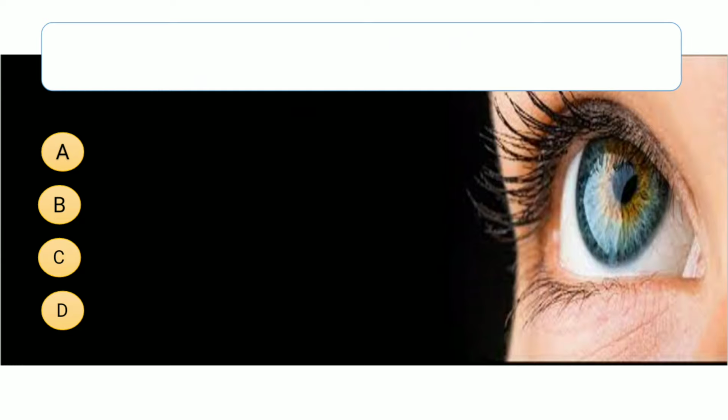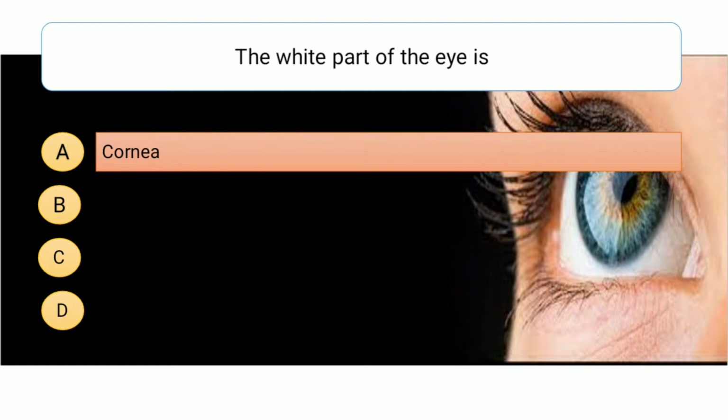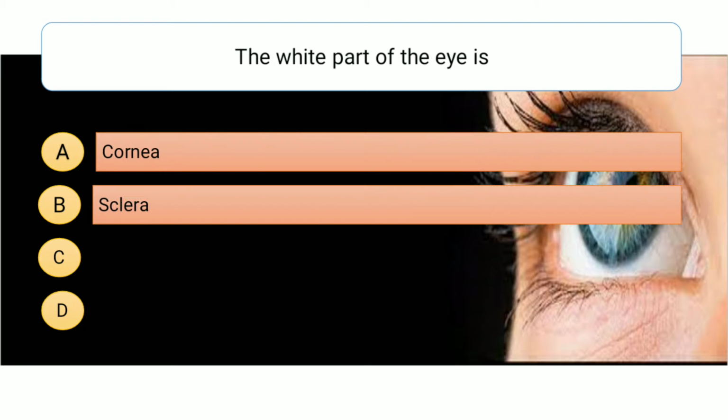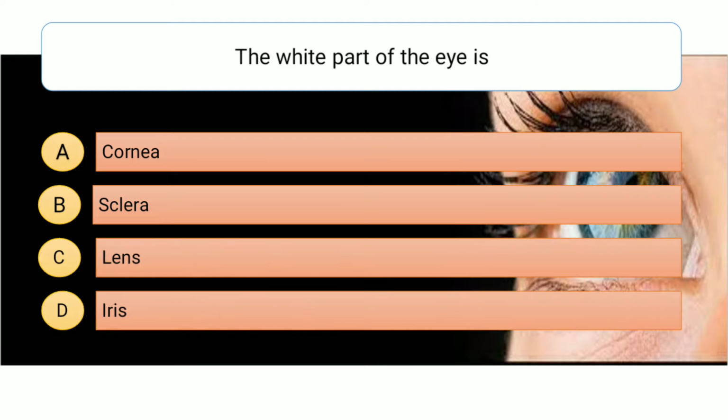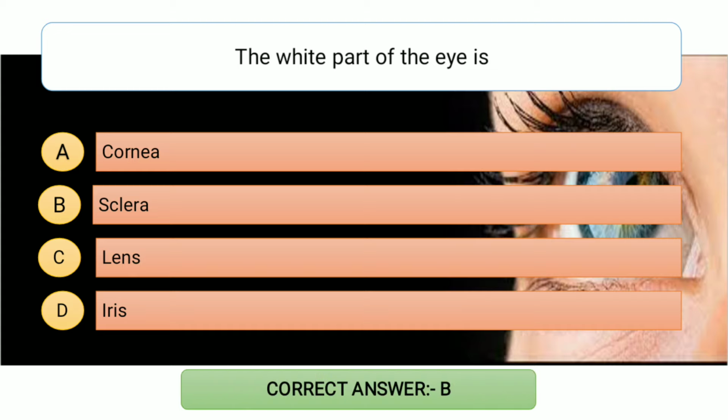The next question is: the white part of the eye is, and the options are A cornea, option B sclera, option C lenses, or option D iris. So yes students, you can also meanwhile pause the video and resume to find out the right answer. The right answer for this question is option B, that is the sclera.